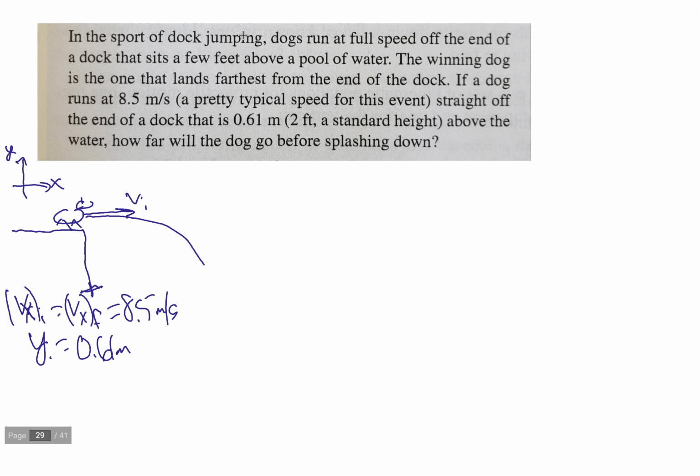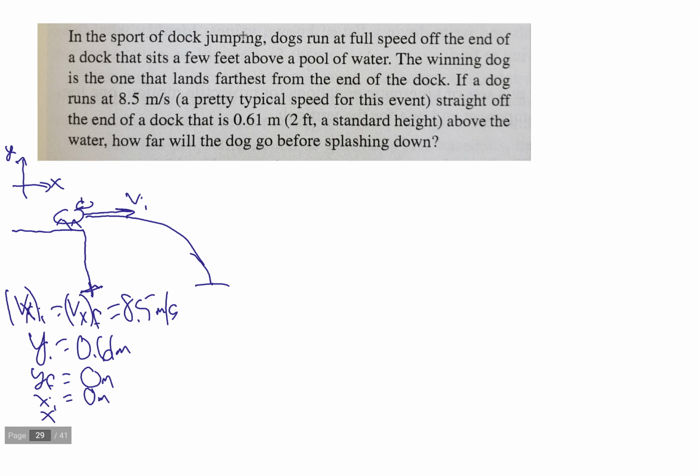Okay, so what's y sub f? Well, according to our picture, y sub f would be what? It's landing in the water. Okay, so y sub f would be the height of the dog when it hits the water, which would be 0 meters. Okay, now what's x sub i? The position of the dog in the x direction when it leaves the dock. If the origin is right where I drew it, well then x sub i is 0 meters.